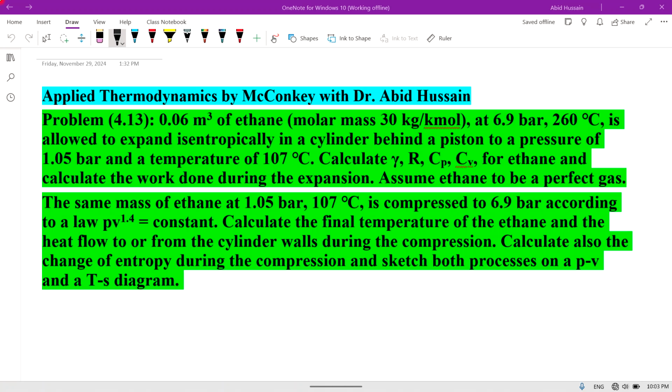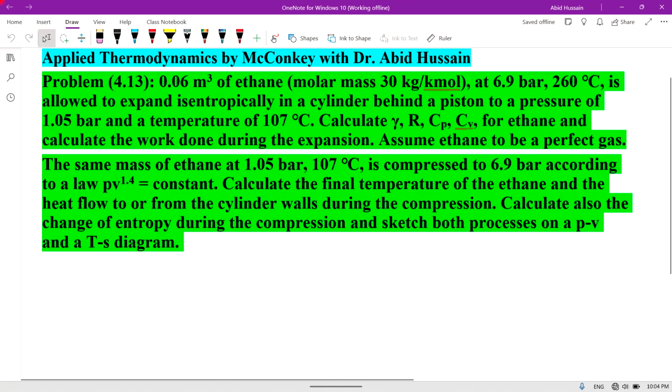So, problem is: 0.06 meter cube of ethane, molar mass 30 kilogram per kilomole, at 6.9 bar and 260 degrees centigrade, is allowed to expand isentropically in a cylinder behind a piston to a pressure of 1.05 bar and temperature of 170 degrees centigrade. So first I write the given data.